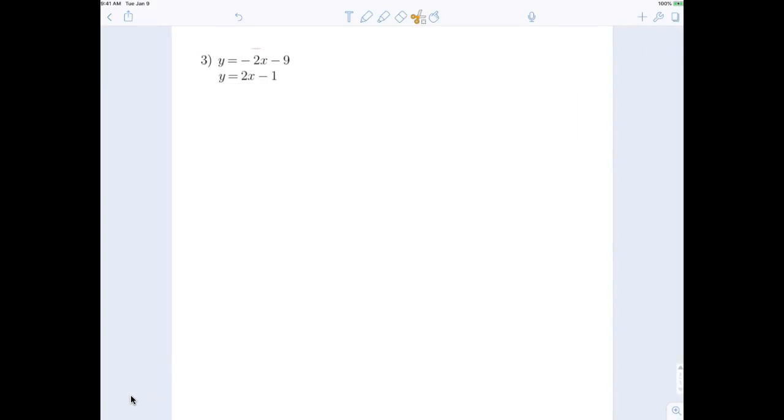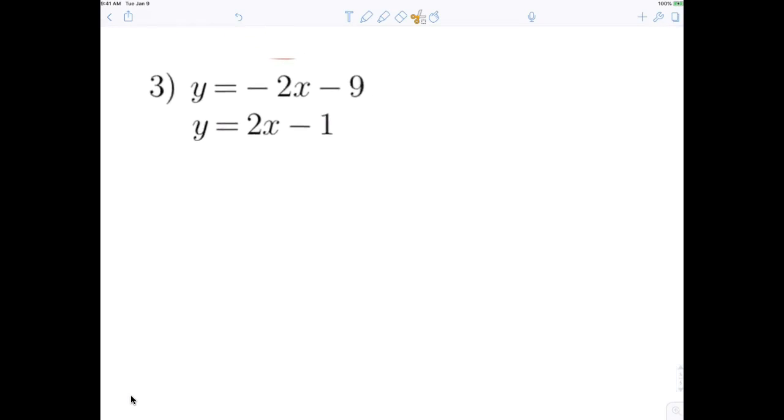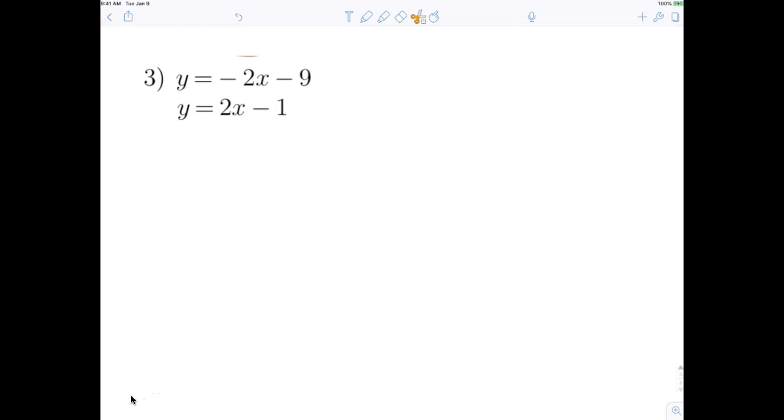All right. So now, once again, here we go. I have y equals -2x minus 9 and y equals 2x minus 1. Now I need everybody to highlight -2x minus 9. Y is equal to -2x minus 9. Are you with me? Now I want everybody to look at this right here. Does everybody see this y right here?